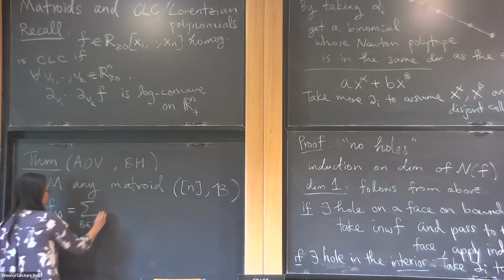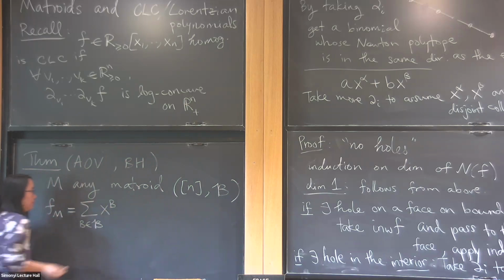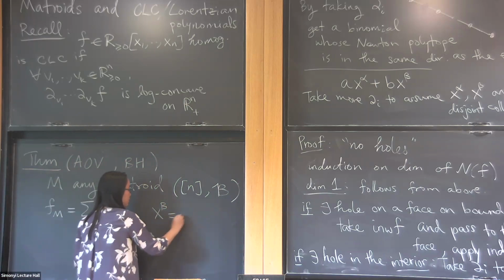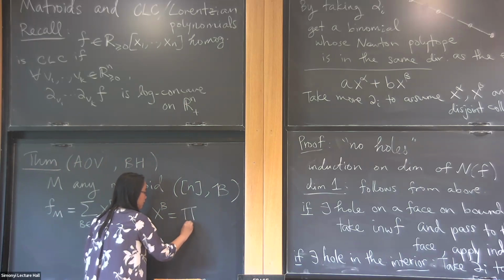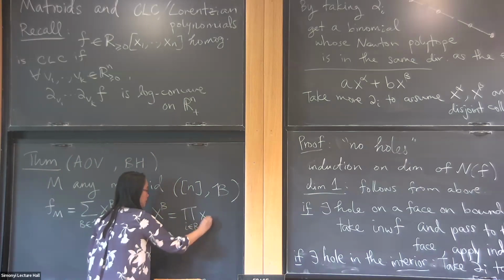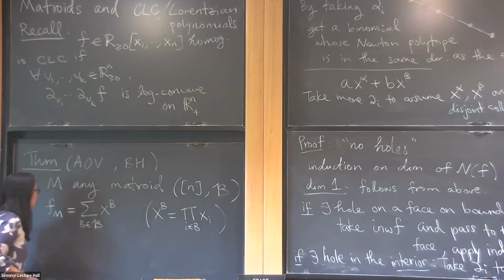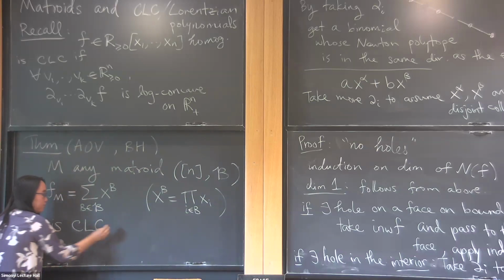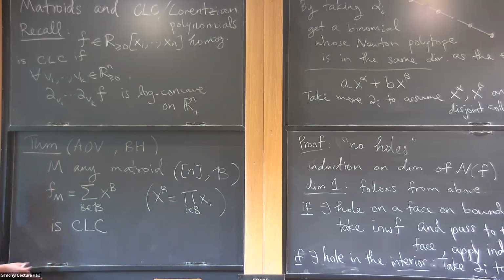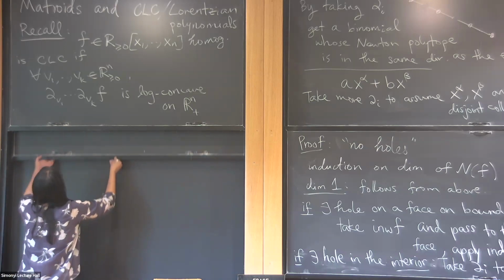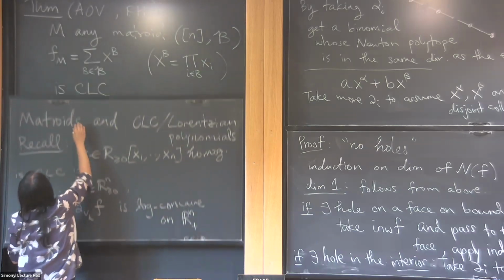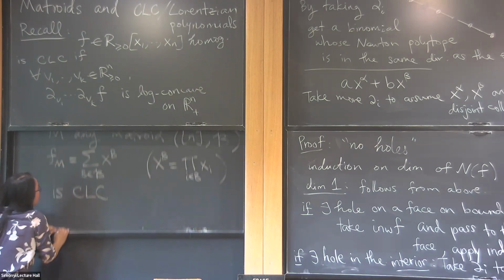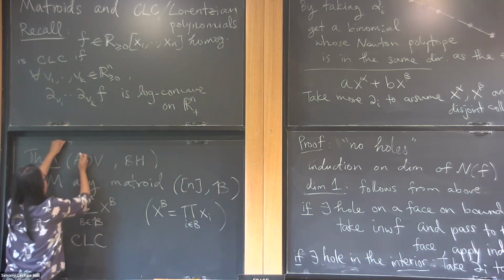the generating polynomial of x^b. The notation as before is that x^b is the product over i in b of x_i. So this polynomial is completely log-concave. And moreover, I'll just do the independent set version as well.